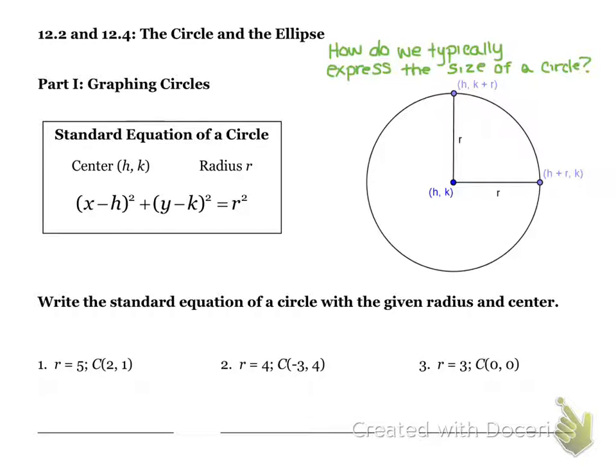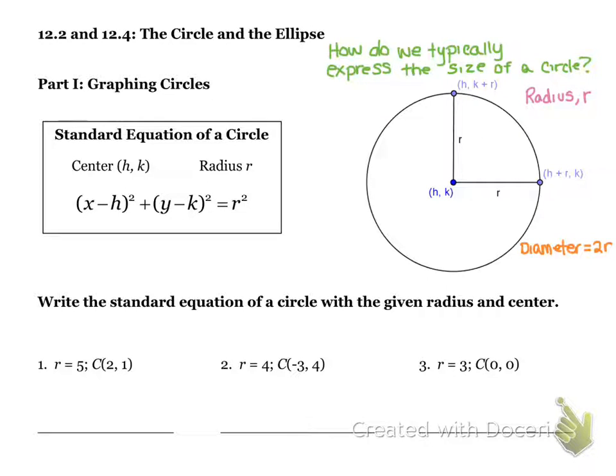So my first question is, how do we typically express the size of a circle? And when we do that, it's usually by the radius, known as r, and even we could say the diameter, which is 2 times the radius.